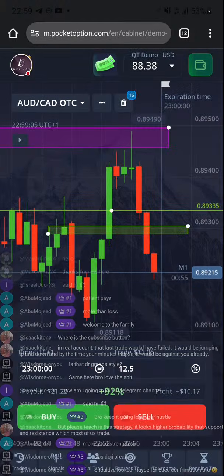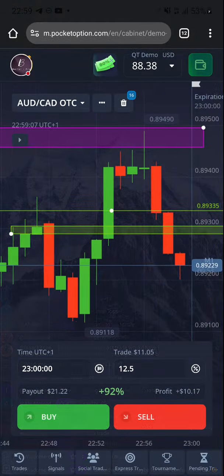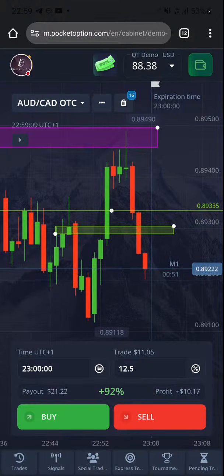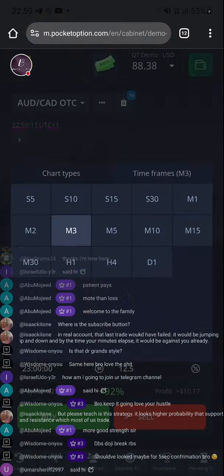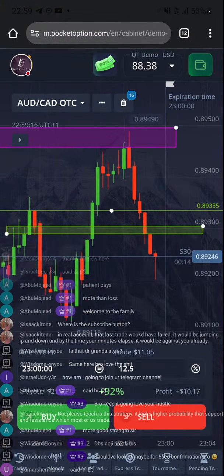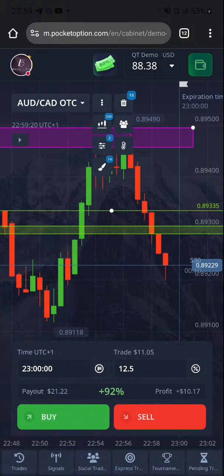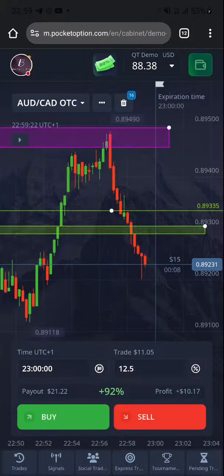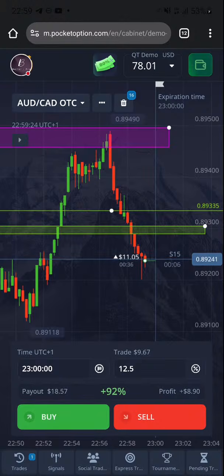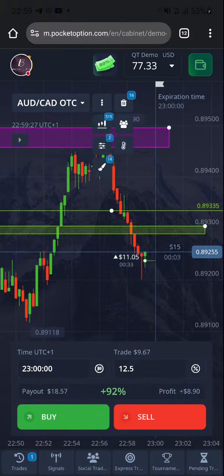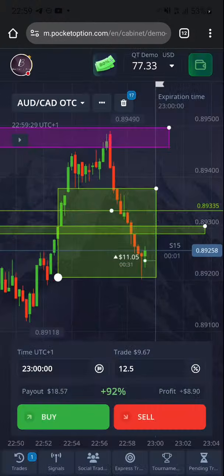Yes, 5 second confirmation. Now we have a QM down here. Let me see if this QM will work. Okay, fine, the QM will work. Let's go to a lower time frame quickly. Oh, okay. You know what? Let me just go one step lower. Oh, you know what? I should have taken the trade down here, but I don't want to miss that trade.